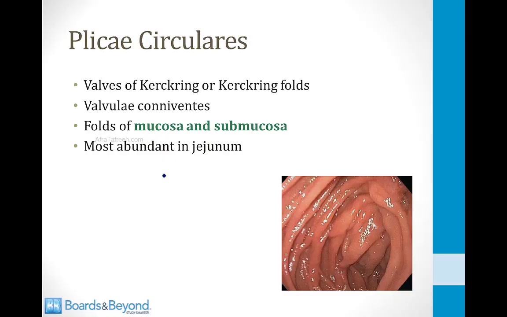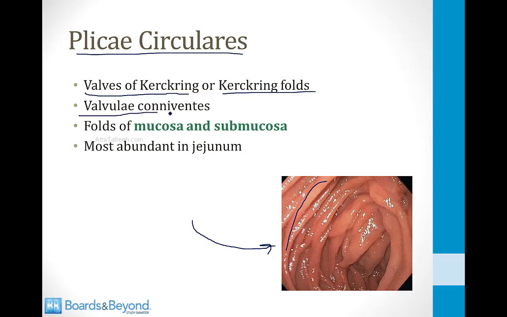Another feature of the small intestine that increases the surface area for absorption is the presence of the plicae circularis, or the circular folds. If you look at this endoscopy image of the small bowel, you see that there are these raised ridges in the small intestine. Those are the circular folds, and they increase the surface area for absorption. The circular folds go by a couple of different names. They're sometimes called the valves of Kirkring or the Kirkring folds. They're also sometimes called the valvulae conniventes.